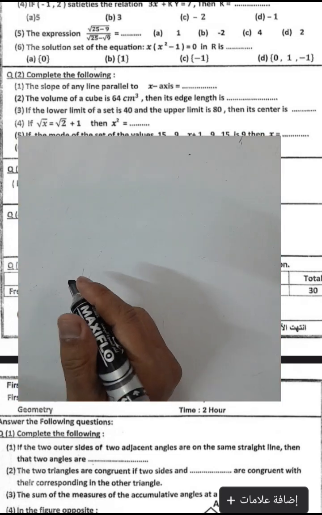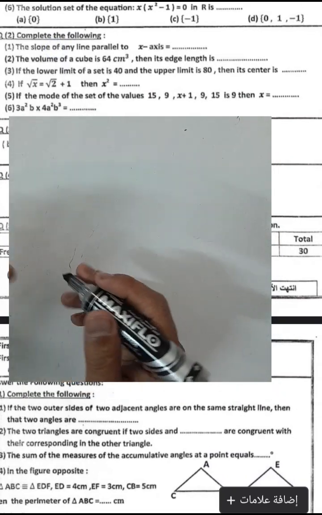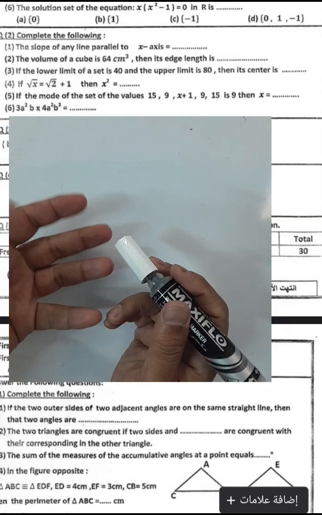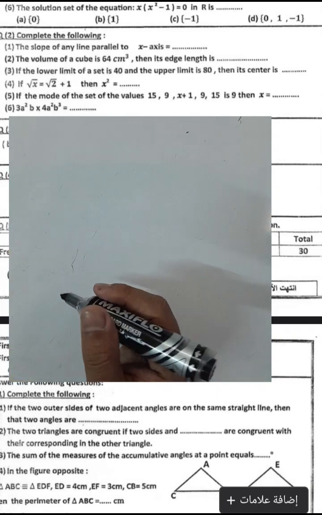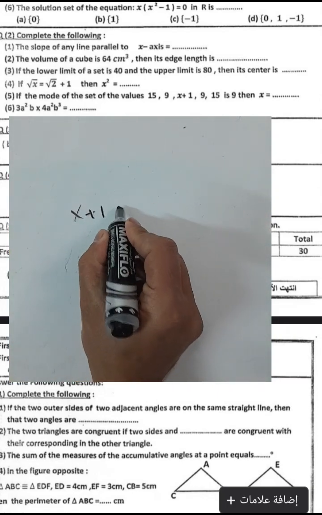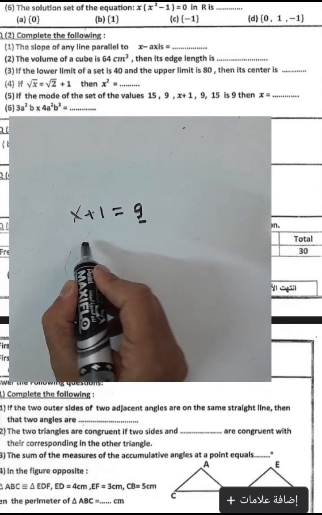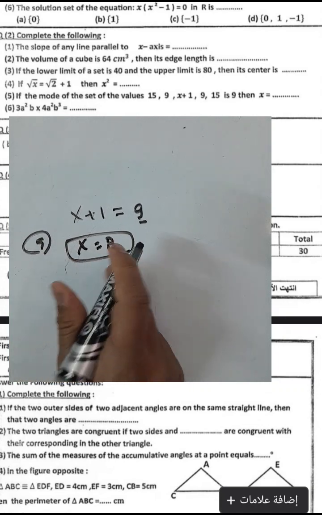Next, question number 5. If the mode of set values 15, 9, x plus 1, 9, 15 is 9, then x will be what? We know the mode refers to the number which is the most repeating. It's meaning this term x plus 1 will be equal to 9, because 9 is the mode. Then x here must be equal 8. About question number 5, x will be 8.